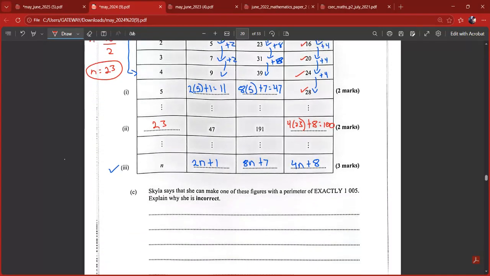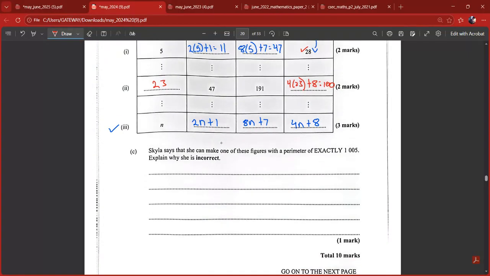Alright, now part C, this is Skylar says that she can make one of these figures with a perimeter of exactly 1005. Explain why she is incorrect. So notice that the perimeter is 1005. So we let the perimeter be equal to 1005. But what is the formula for the perimeter? The formula for the perimeter that we got was 4n plus 8. So we let this be equal to 1005. And we solve for n now.